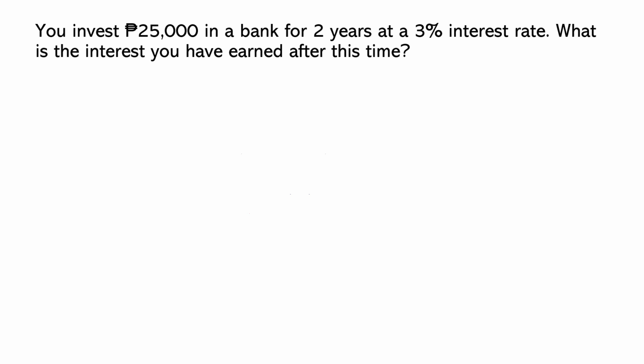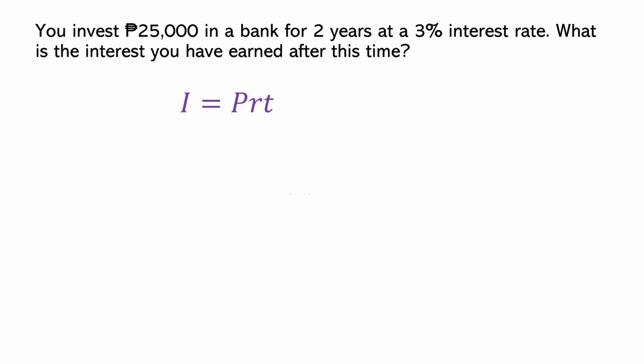To solve this problem, we're going to use the formula for finding the interest, which is PRT. P stands for the principal amount, which is the one you invested. R stands for the interest rate, and T stands for the time, which is in years. In this case, it's 2 years. So this is a formula to find the interest after the time T. It's principal amount times interest rate times time. And you have to make sure that your interest rate is in decimal.